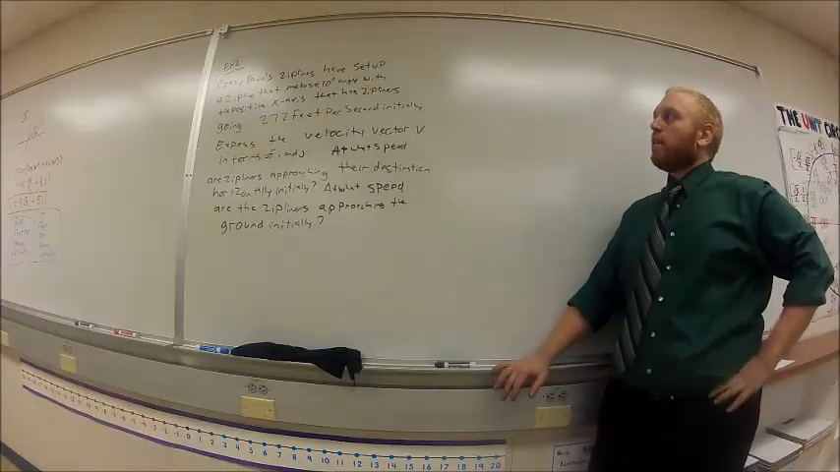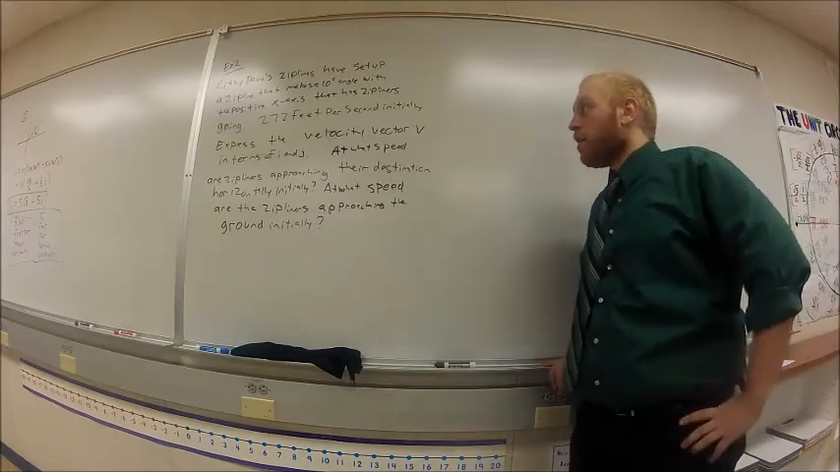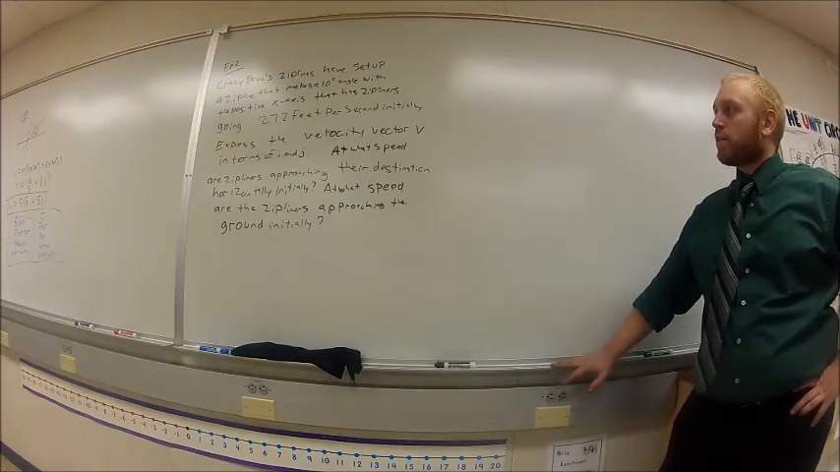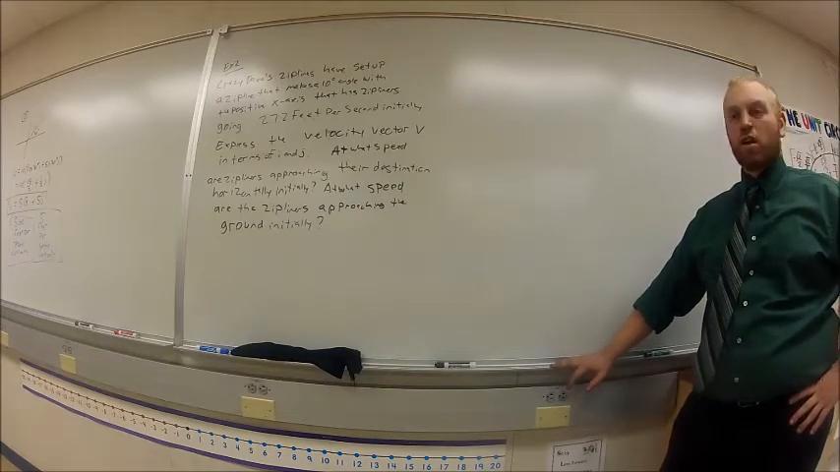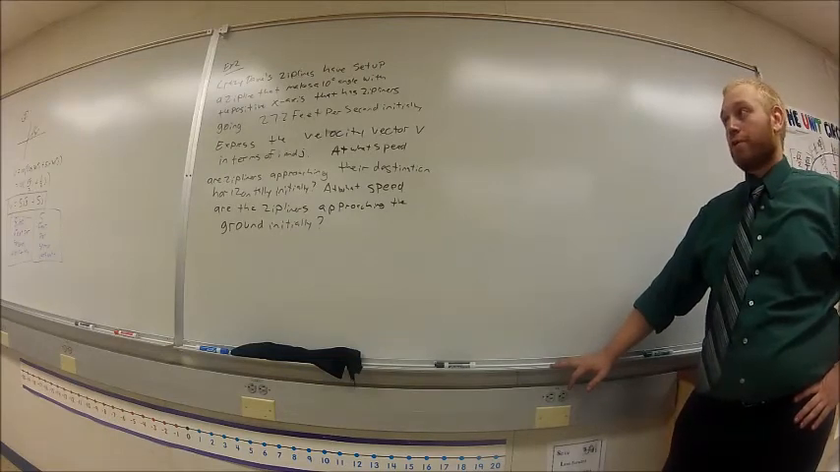Alright, Crazy Dave Ziplines has set up a zip line that makes a 10-degree angle with a positive x-axis. It has zipliners going 272 feet per second initially. Express the velocity vector v in terms of i and j. At what speed are the zipliners approaching their destination initially? That is horizontally. At what speed are the zipliners approaching the ground initially?